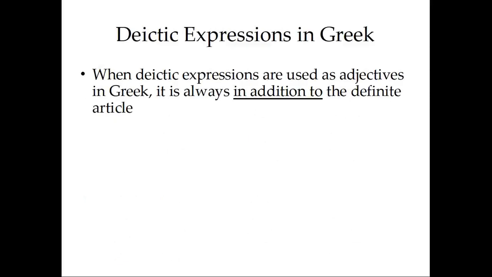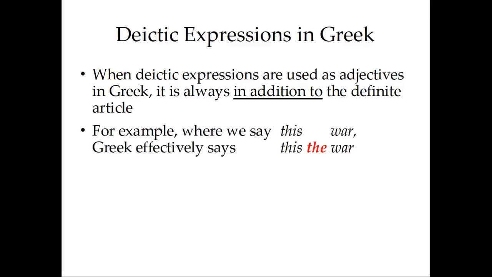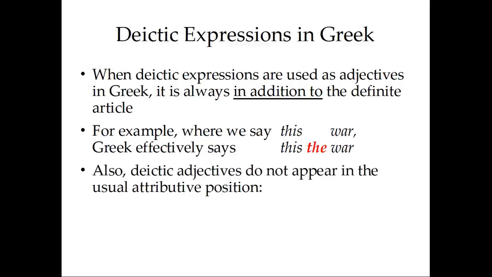When deictic expressions are used as adjectives in Greek, it is always in addition to the definite article. This is different than how we use deictic expressions in English, how we use words like this and that. For example, where we say this war, Greek effectively says this the war. In fact, sometimes in less modern forms of English, probably influenced by the Greek, we still hear an expression like this the war. Also, deictic adjectives do not appear in the usual attributive position, that is, between the definite article and the noun. That's not where we see them.